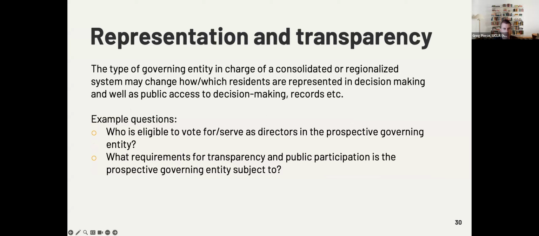Then we come again, and something I think Kristen already covered pretty extensively, to representation and transparency, which varies quite a lot by major governing entity type as well as subtype. But important questions are both who's eligible to vote for, as well as serve as directors in the prospective governing entity, huge differences by system type, as well as what requirements for transparency and public participation is the prospective governing entity subject to. Next slide.